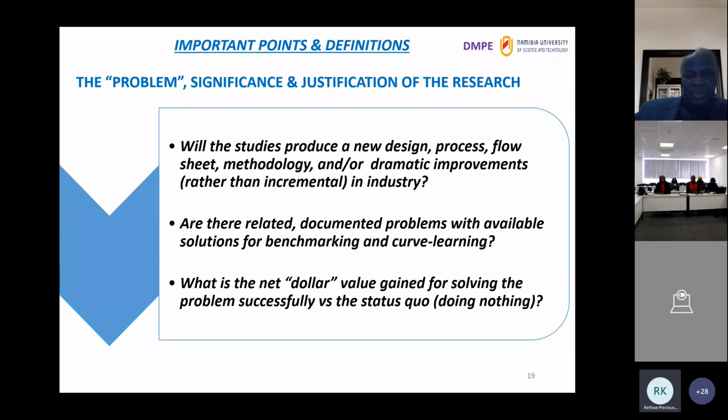Are there related documented problems with available solutions for benchmarking or curve learning? And above all, we interpret the benefits in terms of dollar value gained for solving the problem successfully versus somebody says there's no merit, so we're not gonna get any value out of it, so we maintain the status quo. That is, do nothing in terms of research.